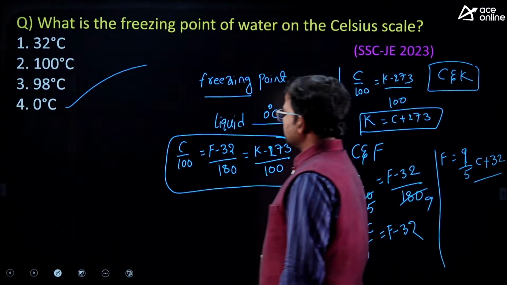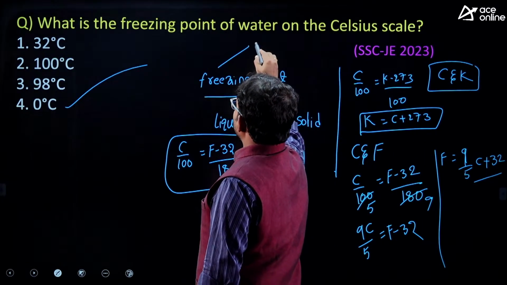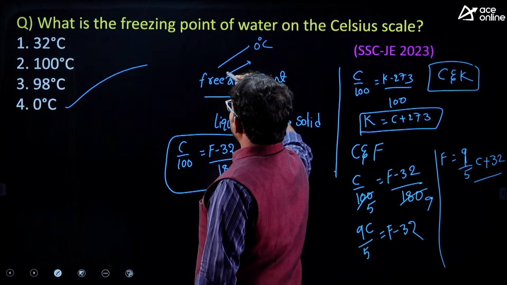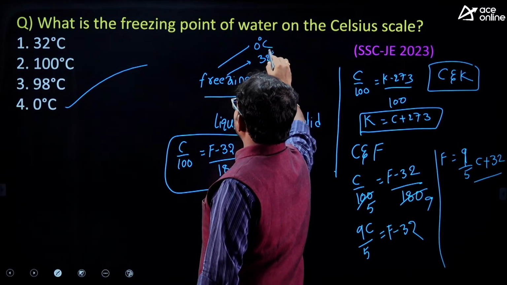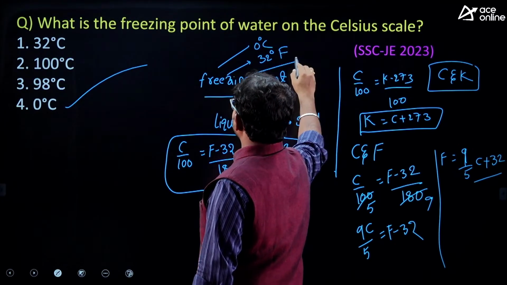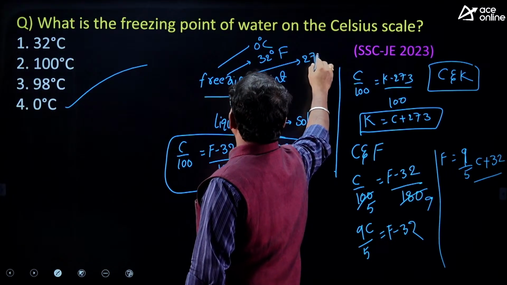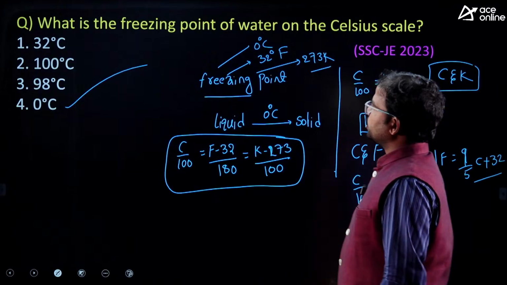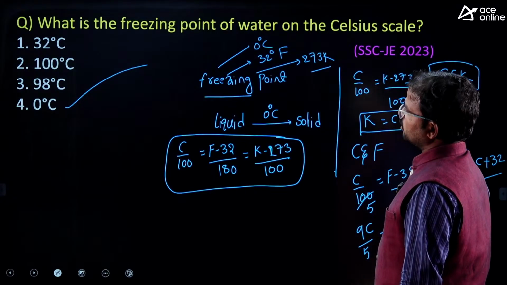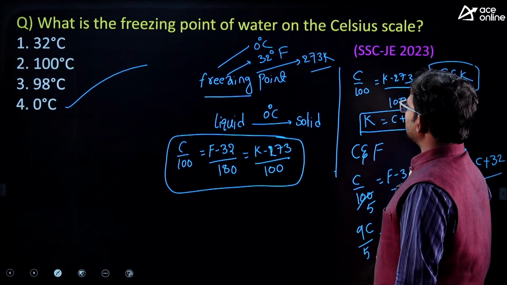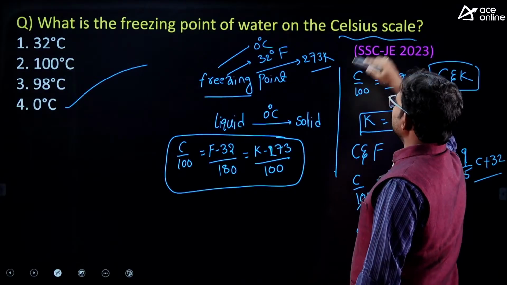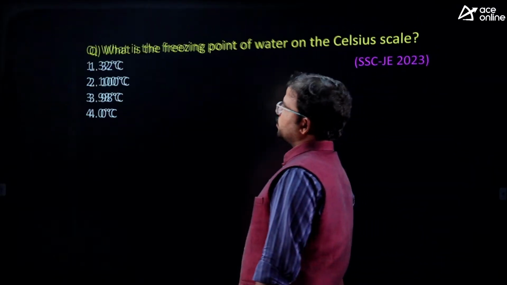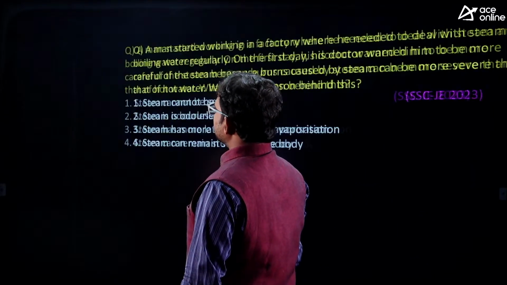So in degrees centigrade, the freezing point is 0 degrees. In Fahrenheit, 32 degrees. In kelvins, 273 kelvins. Right? So this is about the freezing point of water, especially in degrees Celsius. Okay, right. Next one.